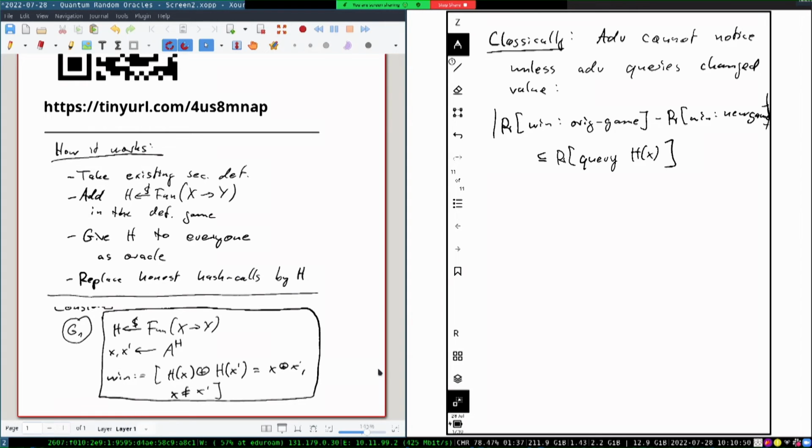Actually, this is kind of incomplete. I didn't say query h of x in which game. The nice thing is that we have the choice which one to use. This is true in both cases. So let's say in the new game. Often the new game is the easier one, so analyzing this thing in the new game is easier. And now you have here something simpler to analyze.